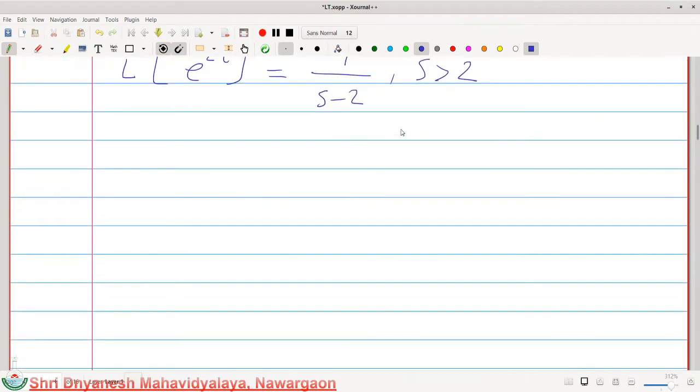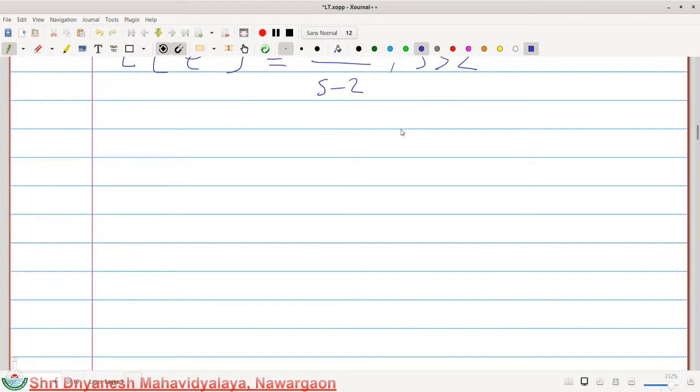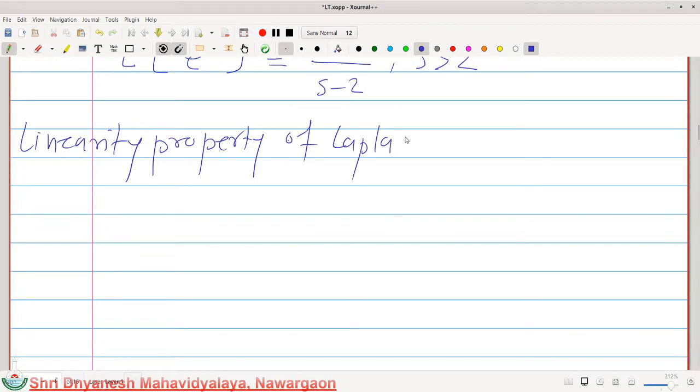Now let us see one property of Laplace transform, and the name of that property is linearity property. Like derivative and integration follow linearity property, this operator, Laplace operator, also follows linearity property. Let us write the statement of that property here. Linearity property of Laplace transform.